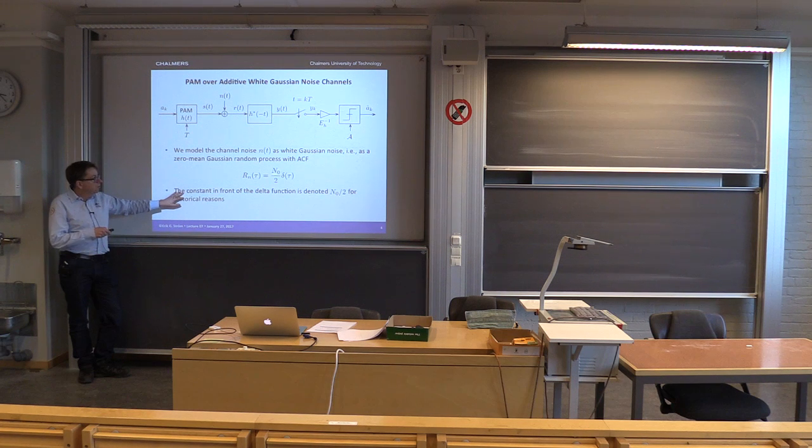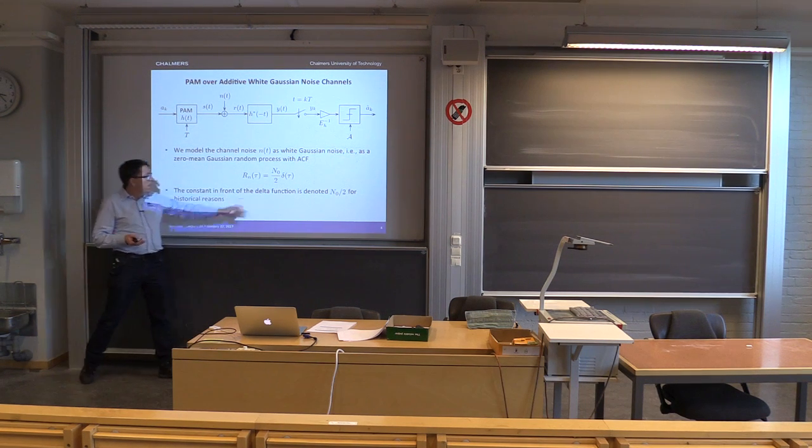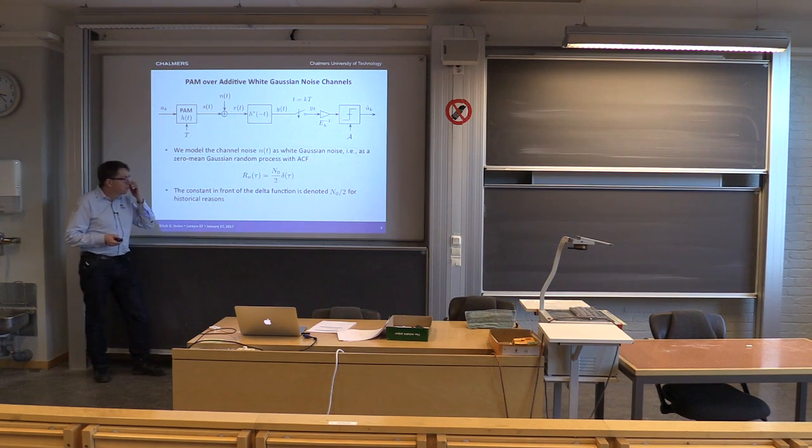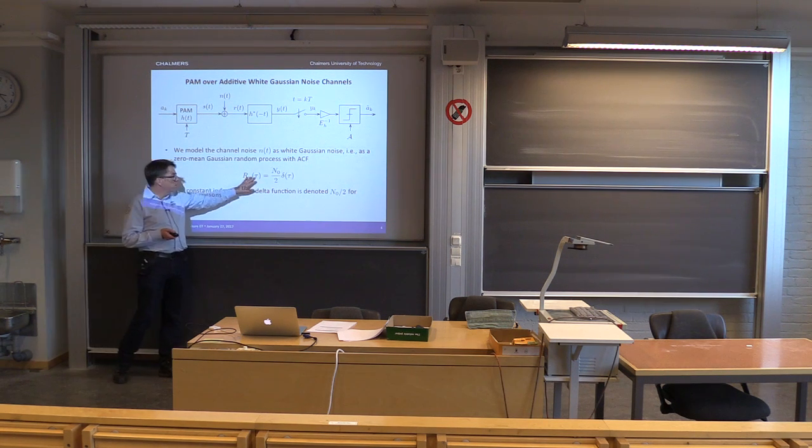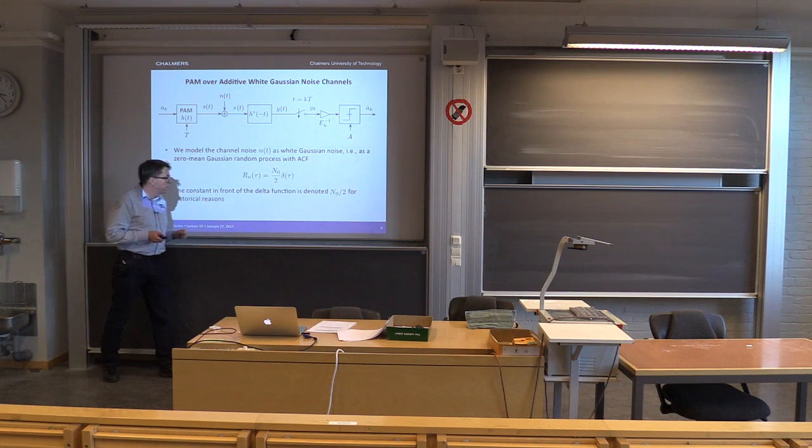And the constant in front of this delta function, N naught over 2, why N naught? Why divide by 2? It seems strange. Why not call this k or something like this for a constant maybe? So this N naught over 2 has, for historical reasons, always been there. You see that in every book. So we will use that notation too. But the important thing at this moment is to say that the autocorrelation function is just a delta function.